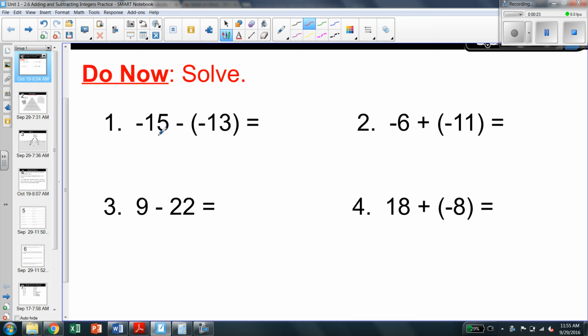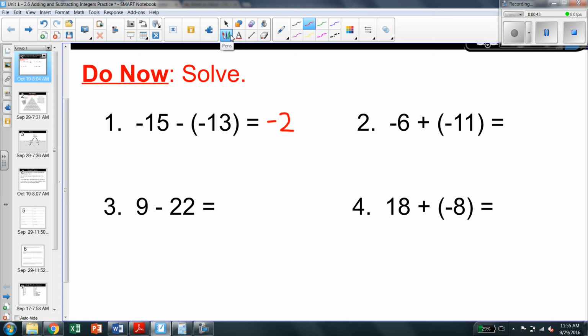Some people think of it as, I have 15 red chips and I'm taking away 13 red chips. So they can do it mentally and say, oh, I'm going to have 2 red chips left over. That's not how I do it, but some people like to do that.